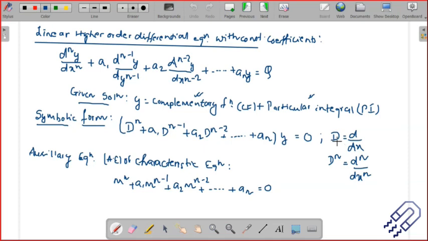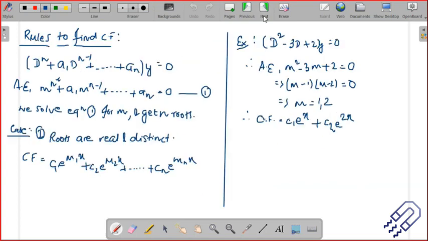And also remember, if we take the reciprocal of D, we are actually talking about integration. Okay, we're talking about d/dx here. So I can just replace it, put the values, equate it with 0, we get the symbolic form, and then we can actually write down the auxiliary equation. That means in place of D, I'm going to write down m. Once I have this, I can use certain rules to find out the complementary function.